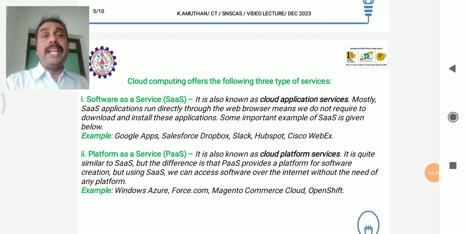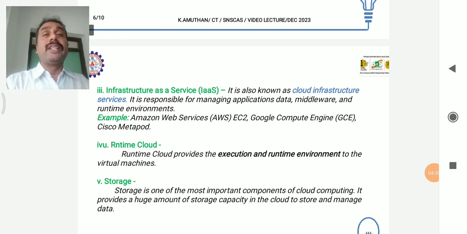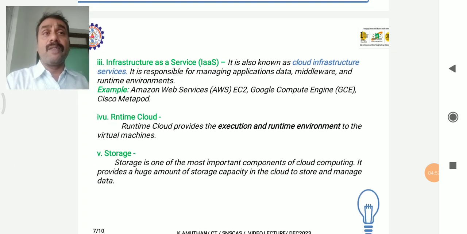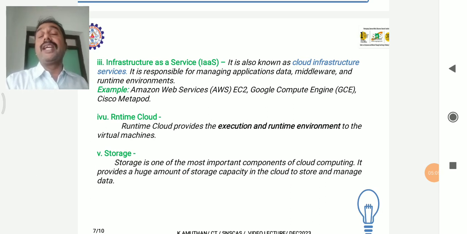So there are three types of services. One is software as a service, SaaS, and platform as a service, PaaS. Then the third one is infrastructure as a service, the cloud infrastructure service. It is responsible for managing applications, middleware and runtime environment. Examples: Amazon Web Services, Google Compute Engine, and Cisco Metapod.